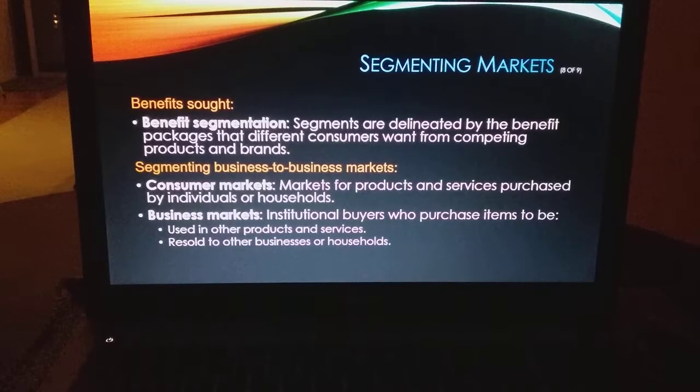Okay, then business to business markets. Consumer markets are for people like you and me who buy things for themselves or for their houses. And business markets are people who buy things to be used in the production of other products or services, and it also can be overhead, computers and desks and that kind of thing, or actually the raw materials, or people that are resellers. Someone like Wegmans buys cases of cereal and then resells those cereals.